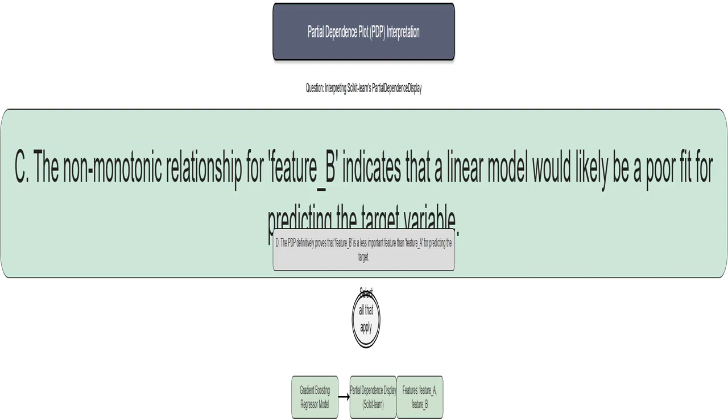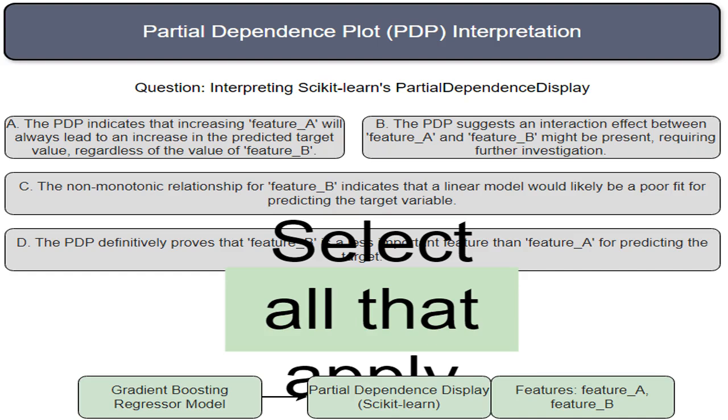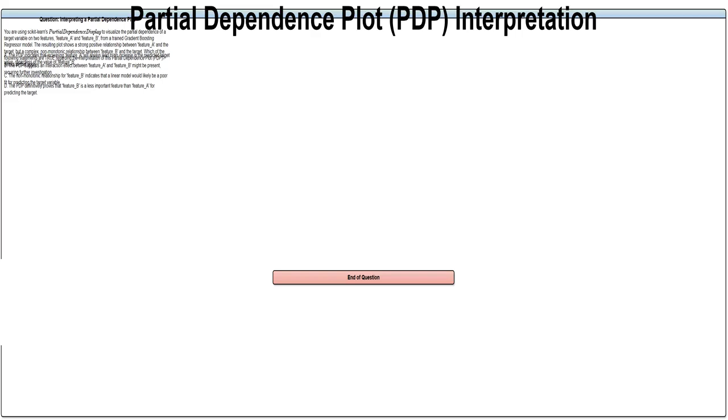This statement is about the suitability of a linear model, which assumes a straight line relationship. I'm looking to see if the nonlinear nature of feature_b on the PDP is a problem for linear modeling. This statement is about definitively proving the importance of the features. I will check if the plot can definitively state that feature b is less important than feature a. This instruction tells me that I need to select all the correct statements from the provided options. I'm interpreting a partial dependence plot, which shows how a single feature affects the prediction, while ignoring other features' effects. Think of it like isolating one variable to see its impact.